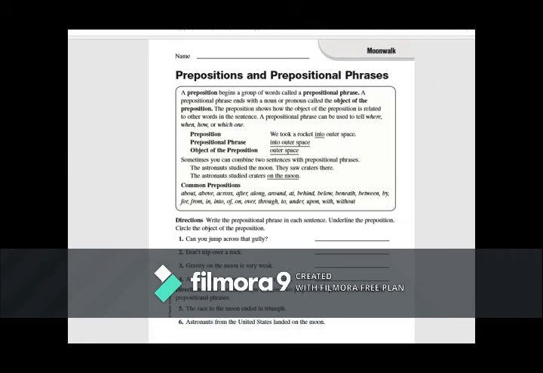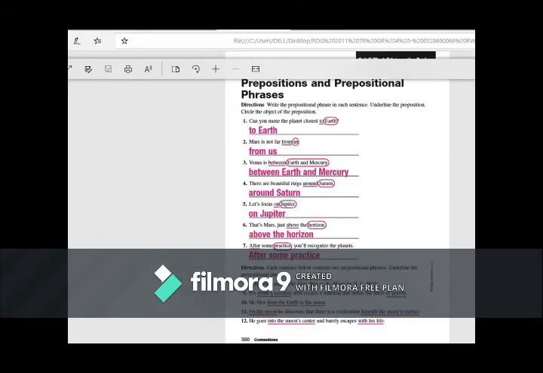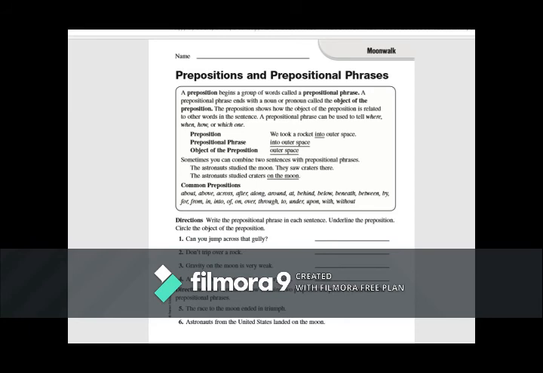page 368, 370, and also 380. Here on the first page, you will write the prepositional phrase in each sentence, and you will underline the preposition and circle the object of the preposition.